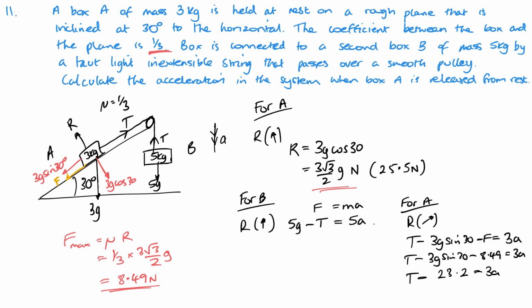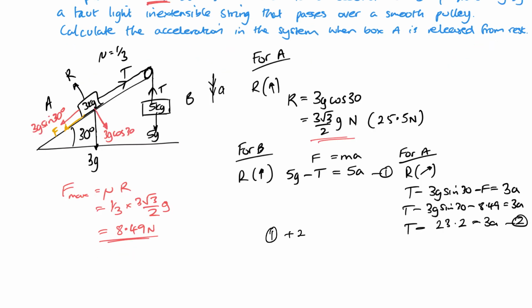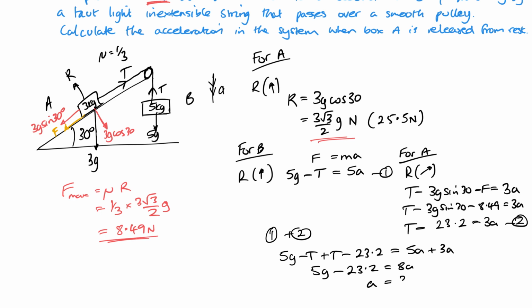So we've got two equations, two unknowns. But if I look at them, I've got a negative T here and a positive T here. So if I add these two equations, the T's will cancel, and I don't even need to worry about working them out. So equation 1 plus equation 2 gives me 5G minus T plus T minus the 23.2, equal to the 5A plus the 3A. So you can see you've got 5G minus 23.2 equals 8A. So simply work this number out and divide by 8, and we get 3.23 meters per second squared. This is to three significant figures.